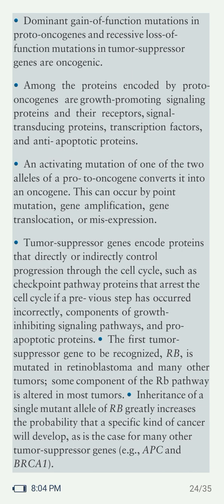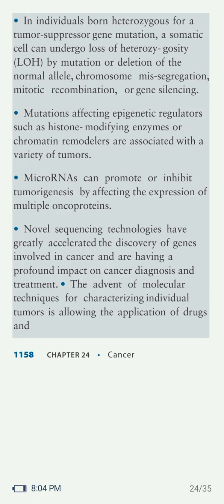Inheritance of a single mutant allele of RB greatly increases the probability that a specific kind of cancer will develop, as is the case for many other tumor suppressor genes like APC and BRCA1. In individuals born heterozygous for a tumor suppressor gene mutation, a somatic cell can undergo loss of heterozygosity, or LOH, by mutation or a deletion of the normal allele, chromosome missegregation, mitotic recombination, or gene silencing.